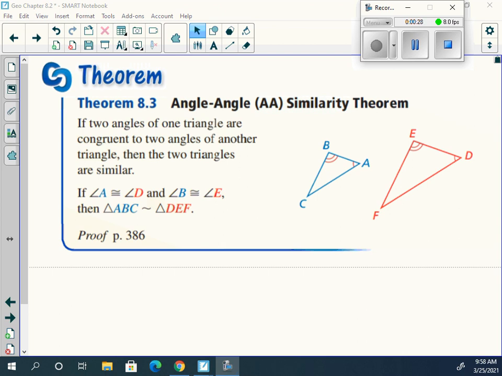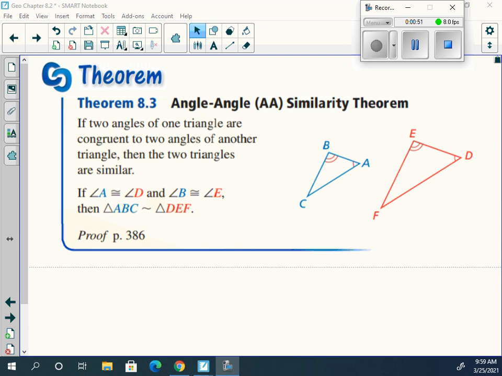And this is really based off of the third angle theorem also, the reason we only need two. Because the third angle theorem stated if two angles in one triangle are congruent to two angles in the other, then the third angles must be congruent also. Because any three angles in a triangle have to add up to be 180. So if two of them already match up, the thirds have to match up as well.